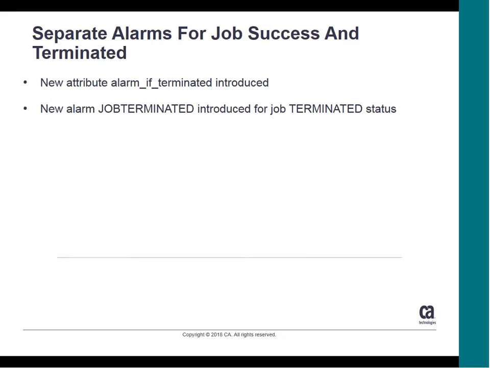We have introduced a new attribute called alarm if terminated. Essentially, this is modeled after the attribute alarm if fail. Now, if a job is terminated, then a new alarm called job terminated is sent. By default, this attribute value is set to 1, like it is for alarm if fail. But if you are upgrading the product and some of the jobs have alarm if fail set to 0, then alarm if terminated will be set to 0 as well. It essentially copies whatever value has been set to alarm if fail and uses that during the upgrade.